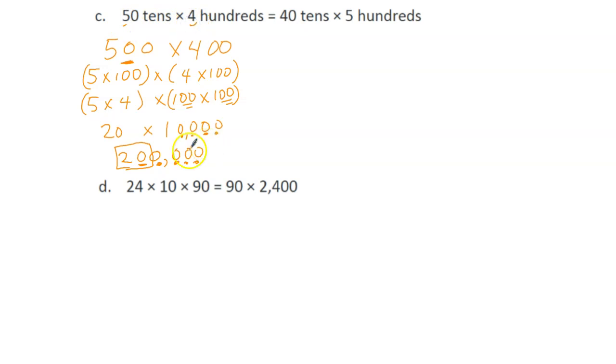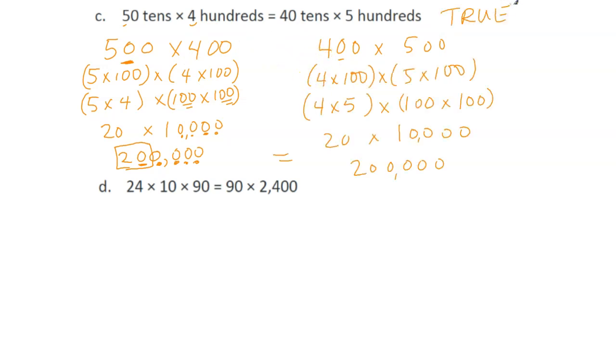Alright, so let's see if 200,000 is equivalent to, we're just going to break this down, 40 tens times 500. And already I can see that it is going to be, we'll go ahead and quickly factor them out. So C is true.